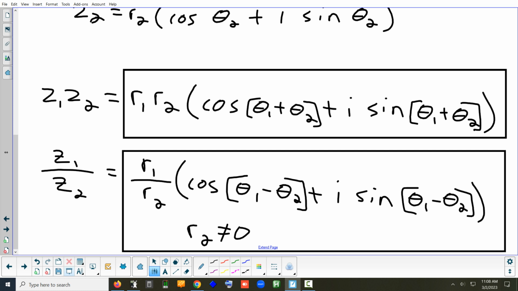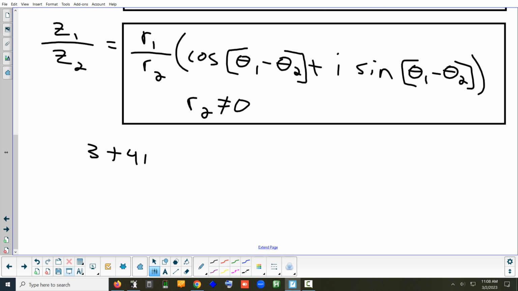So if I had to do something like this, I'm just going to multiply top and bottom by 8 plus 5i and deal with all of that. I'm not going to change this to trig form, change this to trig form, and then use that formula. So this formula is really only faster if the numbers are already given to you in trig form.